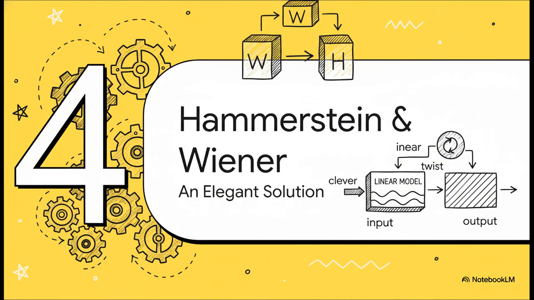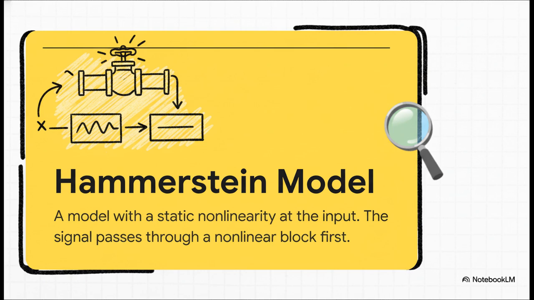So how do we deal with this? I mean, we could just throw away our linear models, but that seems like a waste, since they work so well for the dynamic part of the system. Instead, let's check out a much more clever solution, a little twist that lets us keep the best of both worlds. First up is the Hammerstein model.